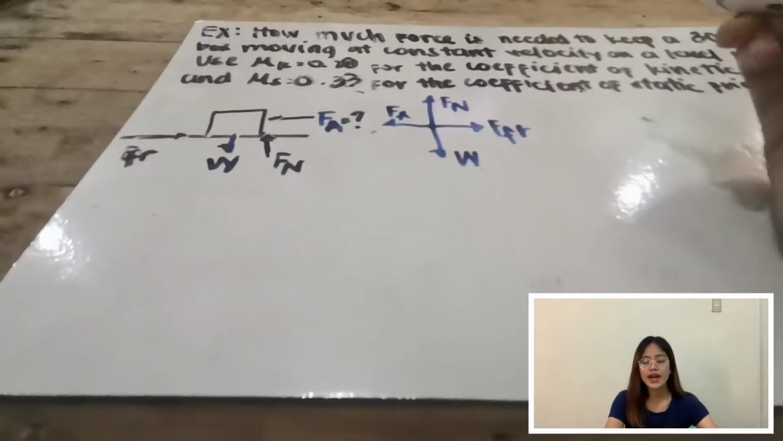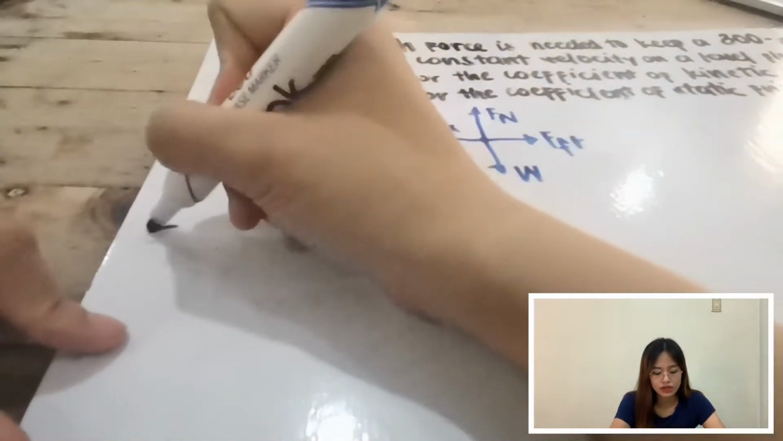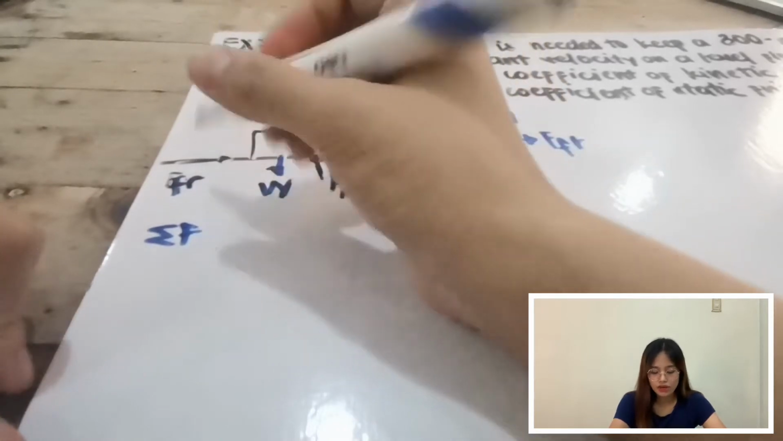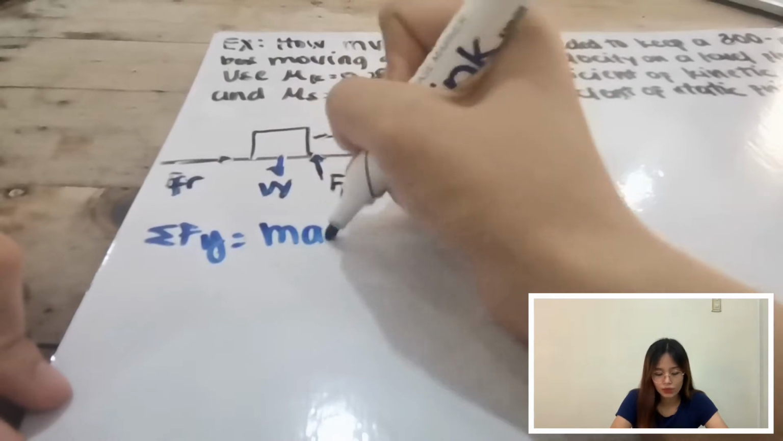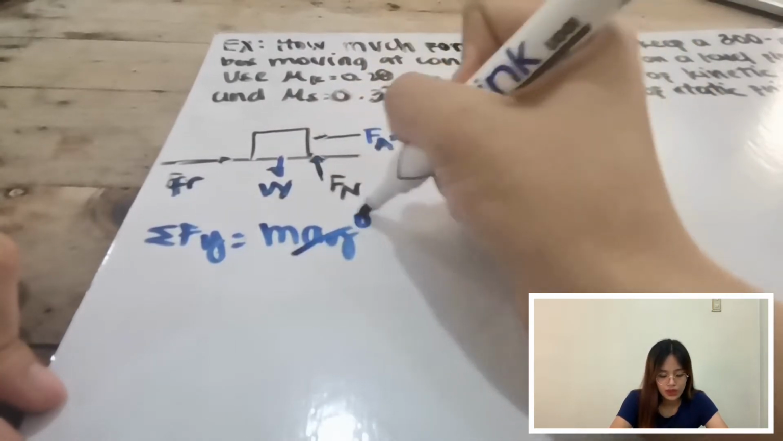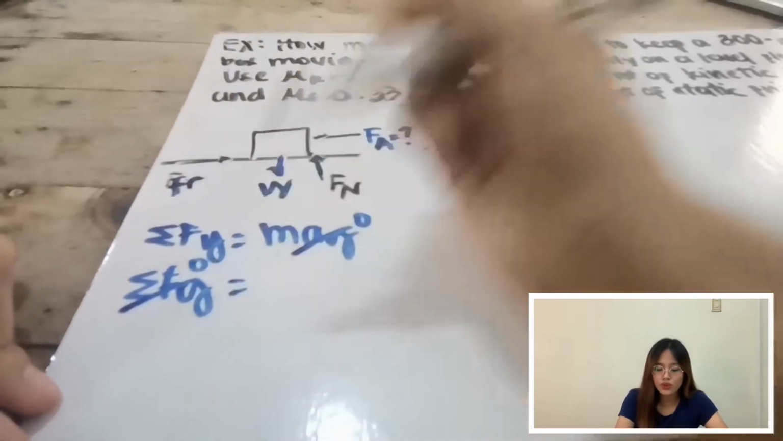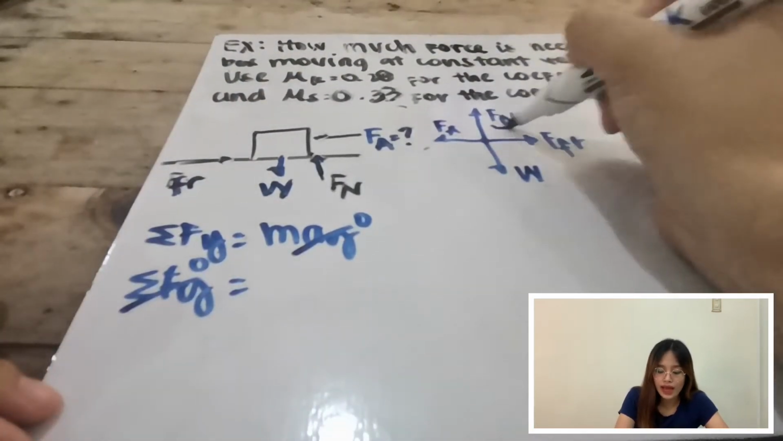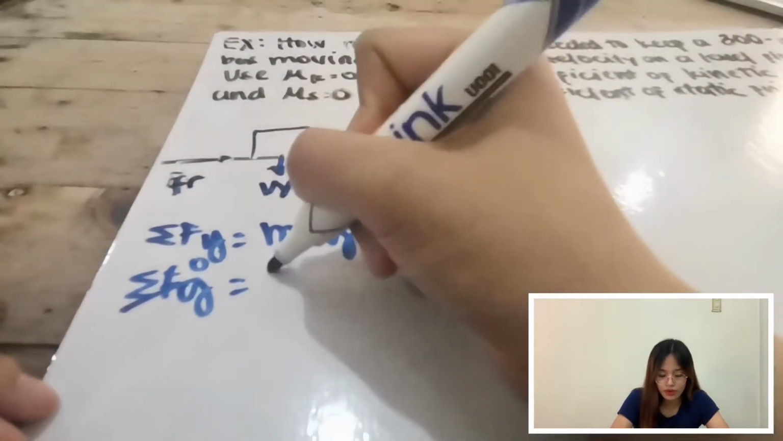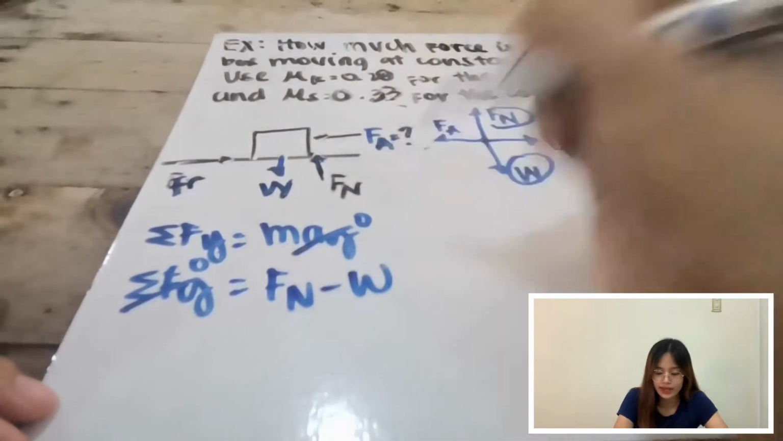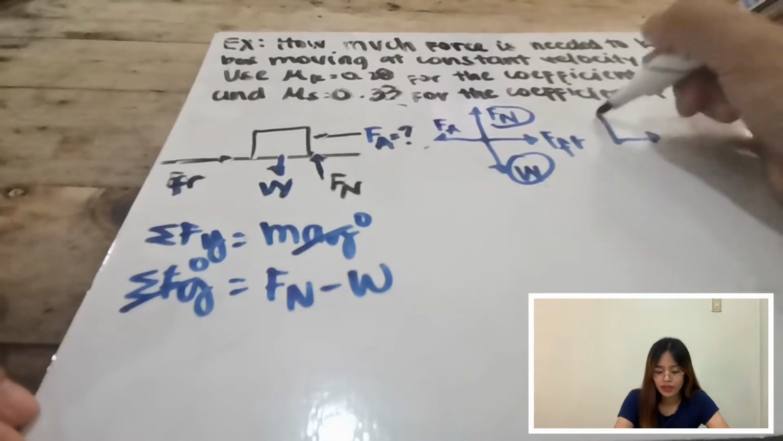So now, hanapin muna natin yung normal force natin. So using the Newton's second law of motion, summation of forces at y is equal to mass times acceleration at y. So ayan, 0 na to. So again, this is 0. So it is equal to kung yung nag-a-act na force sa y. So, this is normal force minus weight. So, bakit minus? Dahil nandito siya pa downward. So, assuming that this is our positive direction.